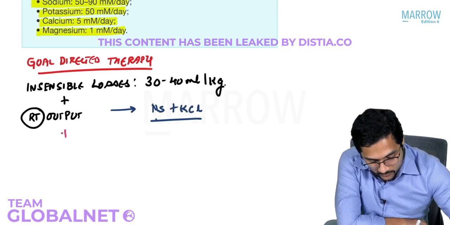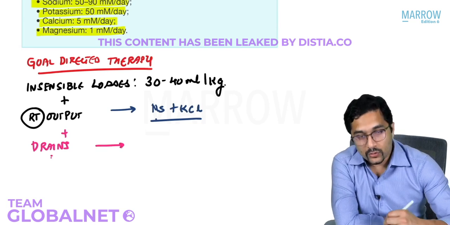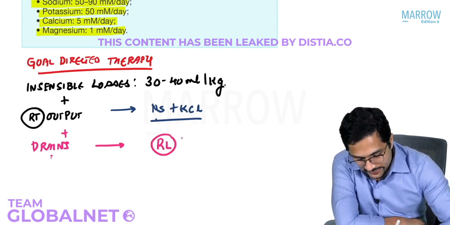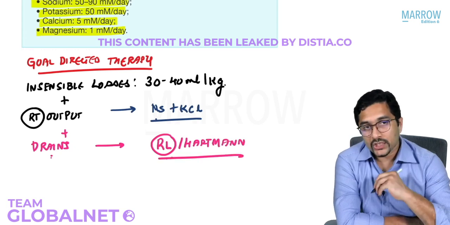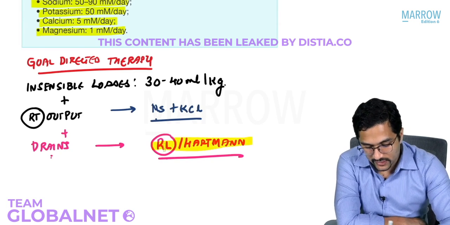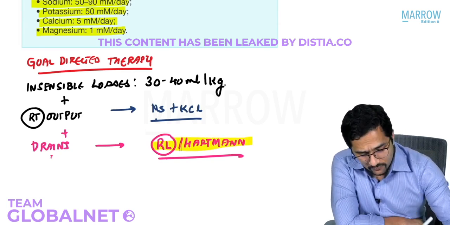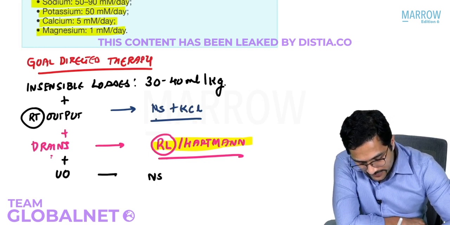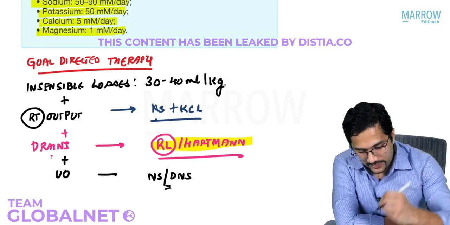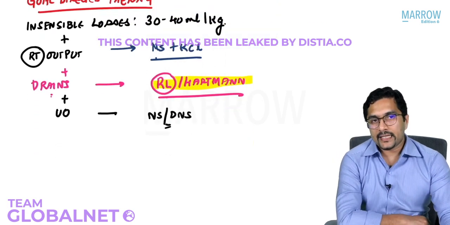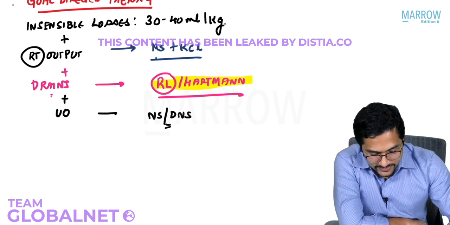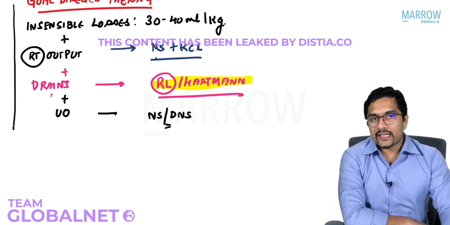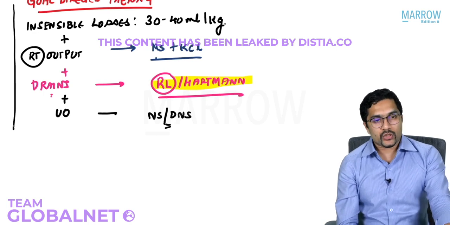Now, whatever is coming out through drains, if you put in an abdominal drain, you replace it using Ringer lactate or Hartmann solution. I'll tell you the composition of all these solutions, because sometimes they've asked questions regarding the composition as well. And finally, urine output has to be replaced with NS or DNS, right? NS is normal saline, DNS is dextrose normal saline. So these are the rough indicators which we use to replace fluid in a post-operative patient.